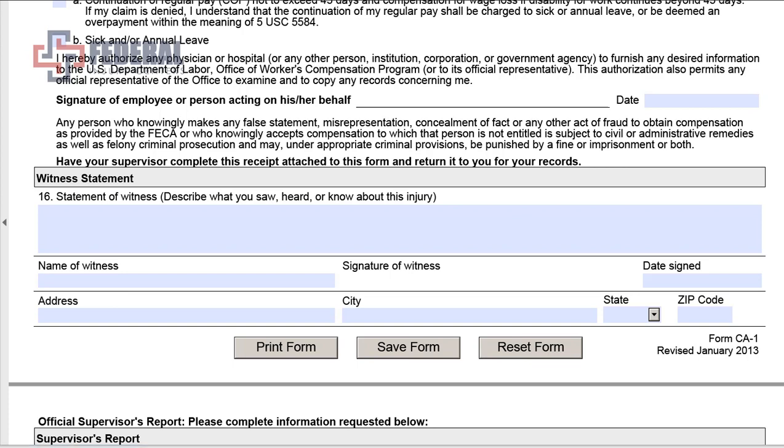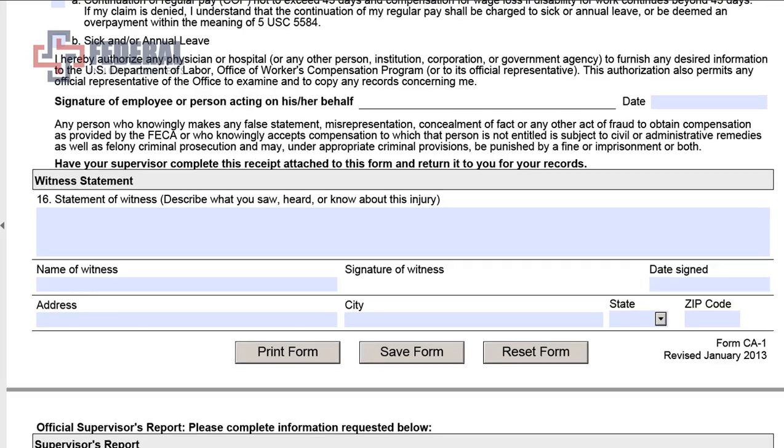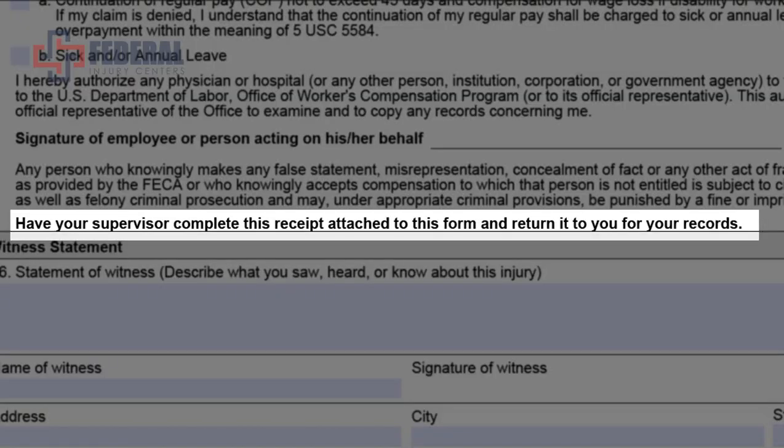Technically speaking, that's all you need to do to fill in this form. However, if you've got a couple extra minutes, I want to talk to you about a couple things that are very important for your claim. Let's go ahead and focus in right here.